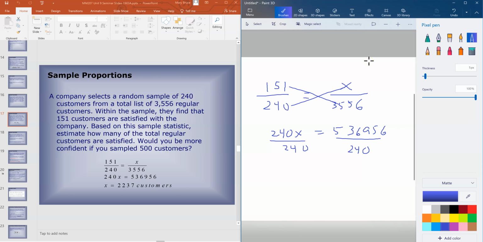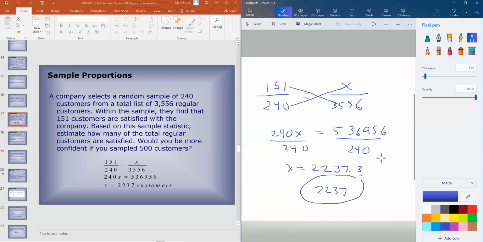Let me put this in the calculator. All right. And for this, I get 2,237.3 something. But in this case, you're not trying to determine sample size. You're just trying to determine the number of customers who are satisfied. So use normal mathematical rounding on this one. Do not necessarily round up. In this case, it's a 0.3. So I would actually round down to this many total customers.